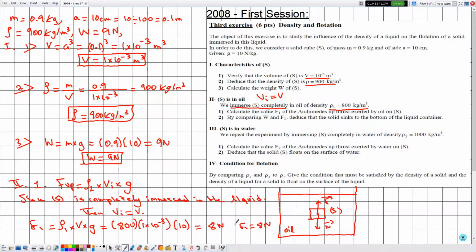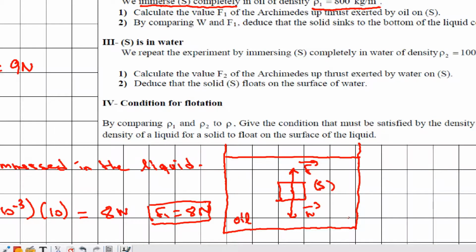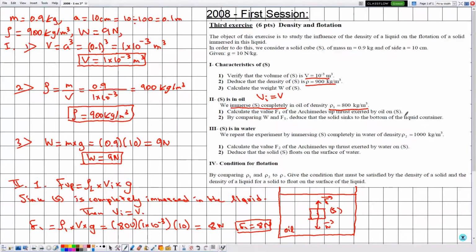What does F1 represent? It is the magnitude of the Archimedes upthrust force F1 vector exerted by oil on the solid S. So here let me write that F1 is equal to 80 newtons.